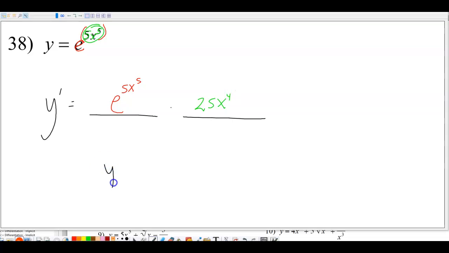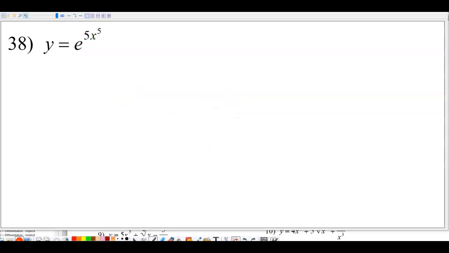A better way to write this final answer, if we were to simplify it, would be to put that 25x to the 4th up in the front, and then e to the 5x to the 5th power. All right, let's go ahead and move on and take a look at number 40.